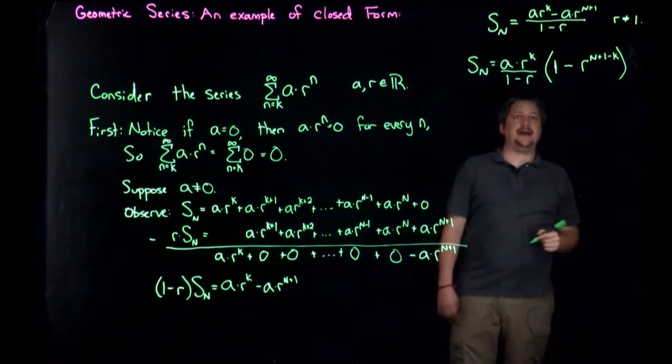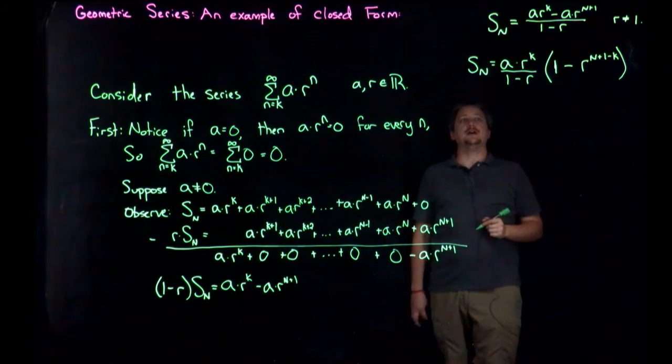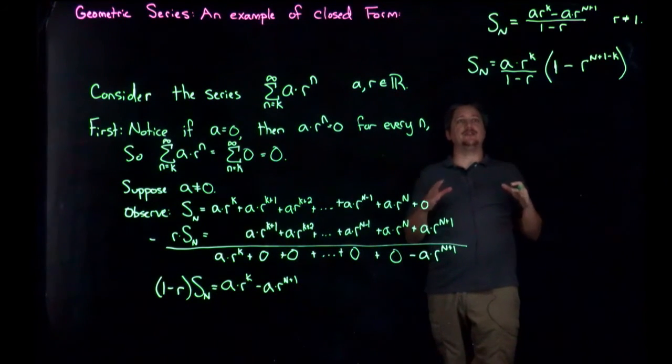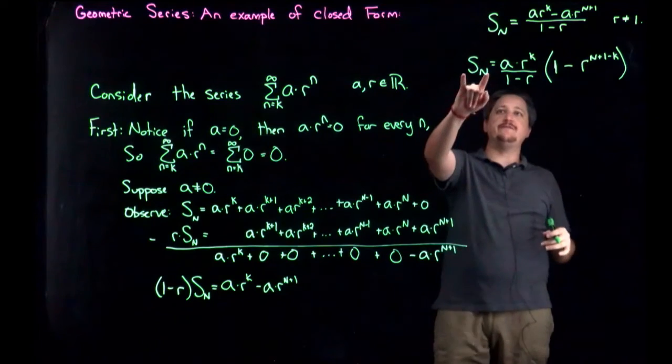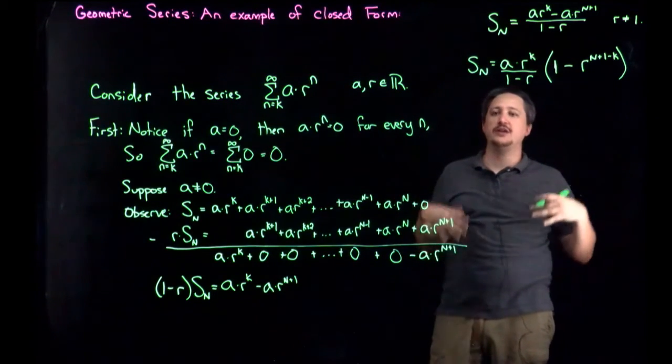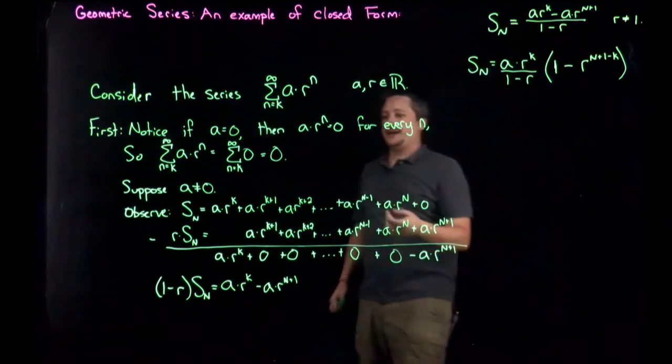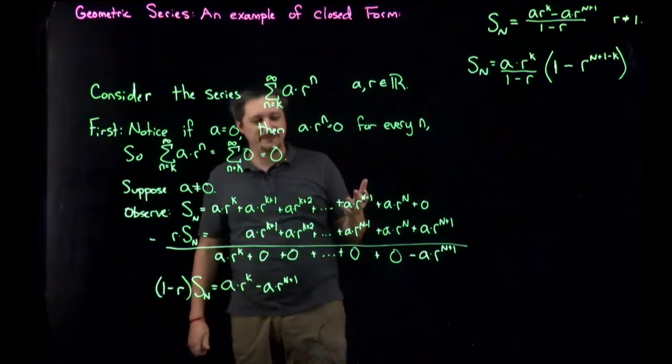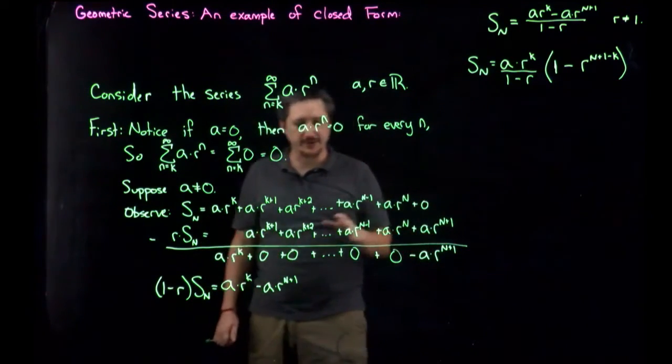Now I'm doing that because I want to draw your attention to the following. This is a form for Sn. This is what we call a closed form. So back here, and I can't remember if I mentioned this, so forgive me if I'm repeating myself.